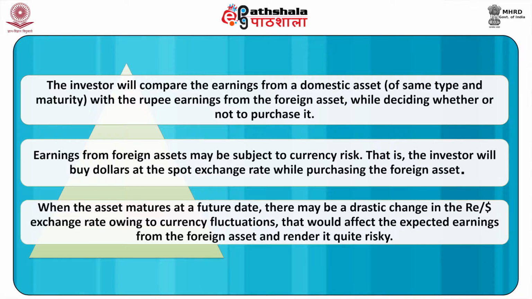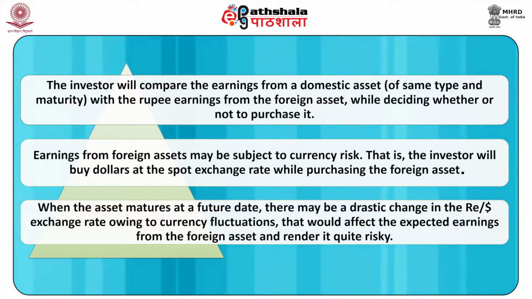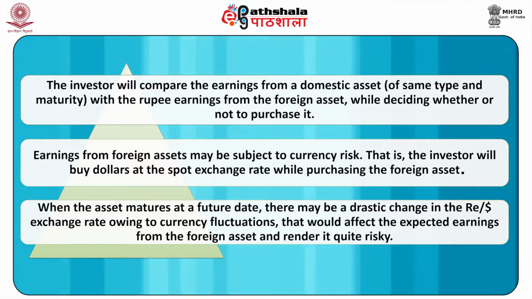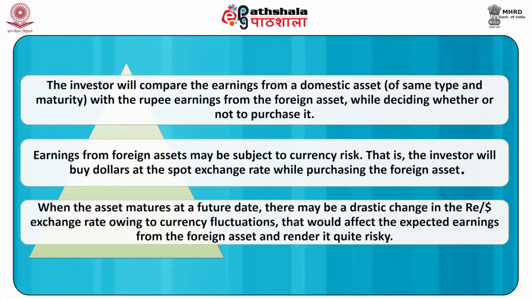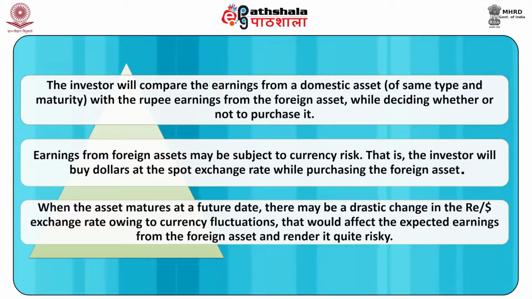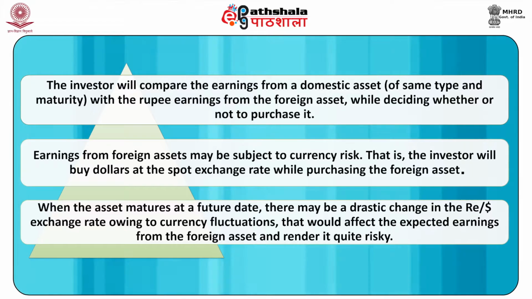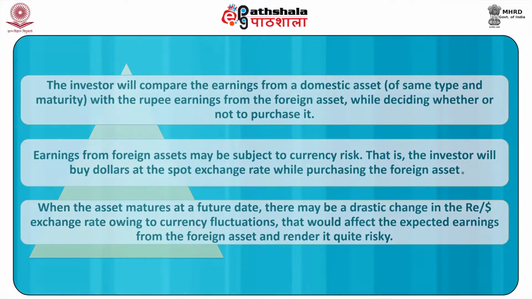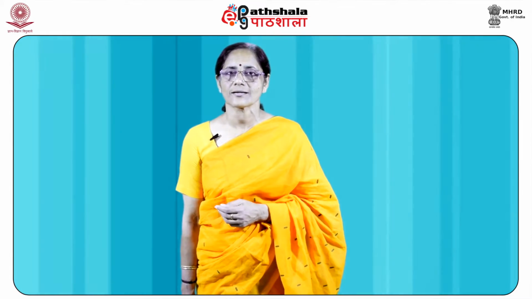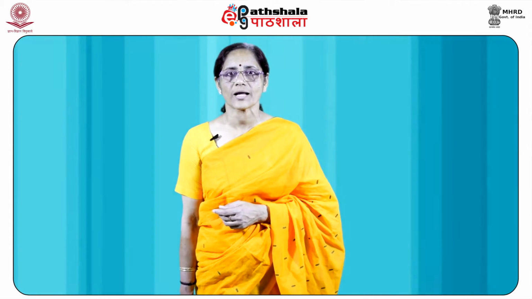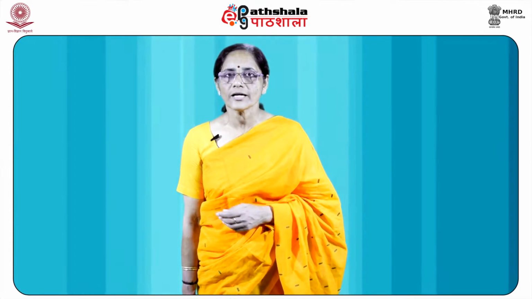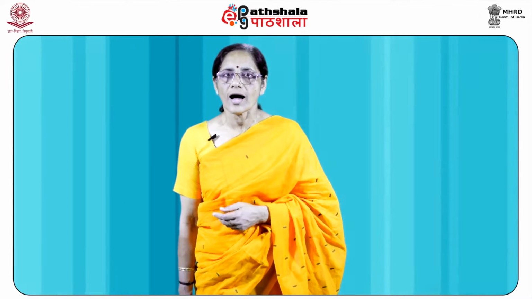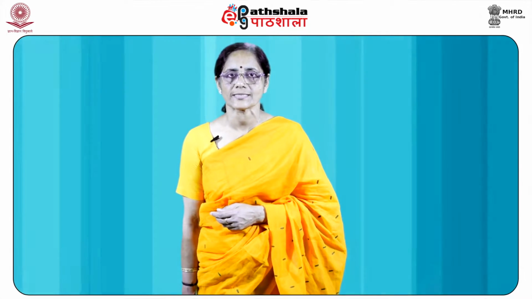That is, the investor will buy dollars at the spot exchange rate while purchasing the foreign asset. However, when the asset matures at a future date, there may be a drastic change in the rupee per dollar exchange rate owing to currency fluctuations that would affect the expected earnings from the foreign asset and render it quite risky. To ensure against such currency risk, investors may choose to write a forward contract wherein they would sell dollars and purchase rupees to convert dollar earnings into rupees at a predetermined rate, or the forward exchange rate.